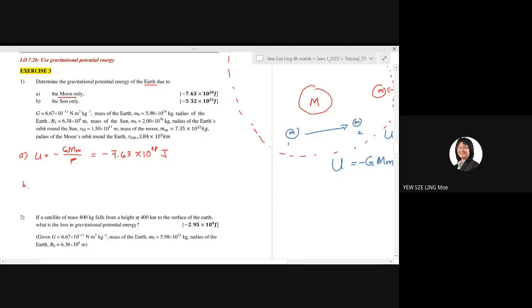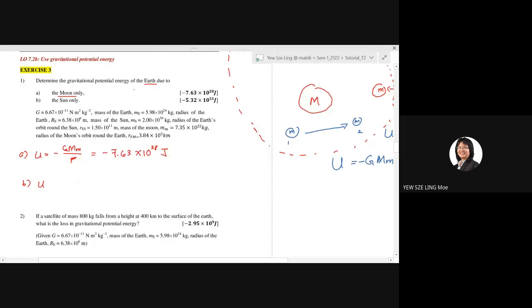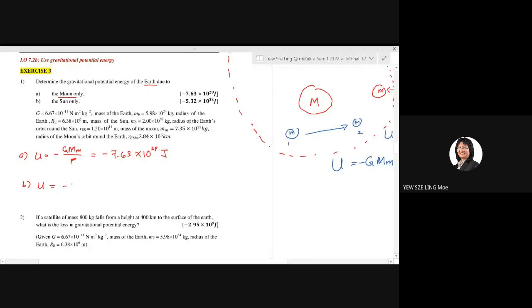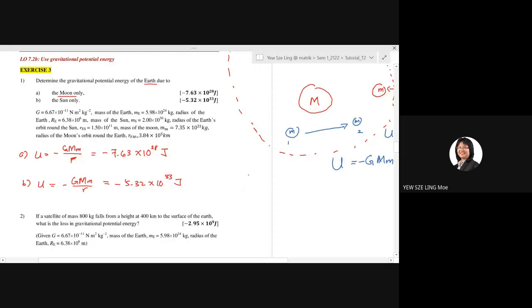Then question B, the gravitational potential energy of the Earth due to the sun. It equals negative GMm over r, which gives negative 5.32 times 10 to the power of 33 joules. This is the gravitational energy of two objects, so remember to select the right m. The first one is what happens between the moon and the Earth. If you want to place the moon inside the field of the Earth, then this is the energy you need, 7.63 times 10 to the power of 28.